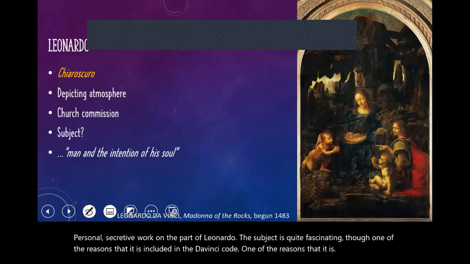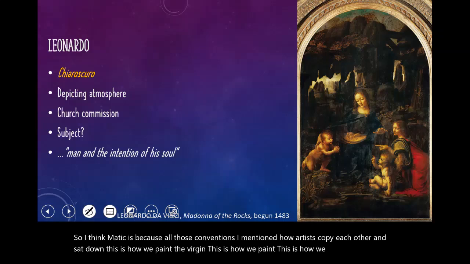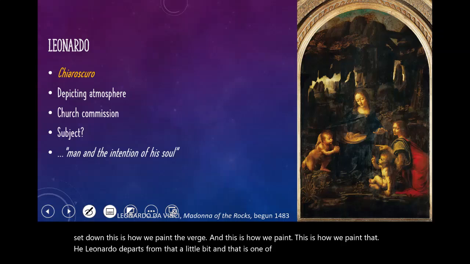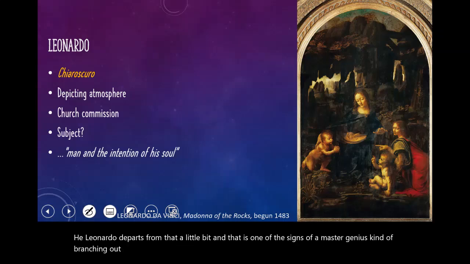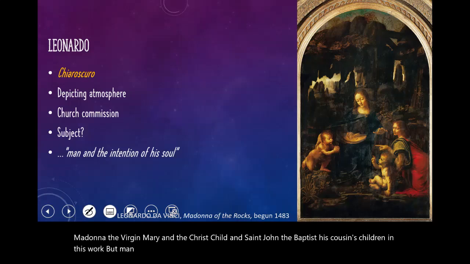is because of all those conventions I mentioned, how artists copy each other and set down, this is how we paint the Virgin, this is how we paint that. Leonardo departs from that a little bit. And that is one of the signs of a master, a genius, branching out on his own. I'm not sure if this phrase is still in the book, I didn't catch it, but Leonardo doesn't so much paint Madonna, the Virgin Mary, and the Christ child, and St. John the Baptist, his cousin, as children in this work, but man and the intention of his soul.